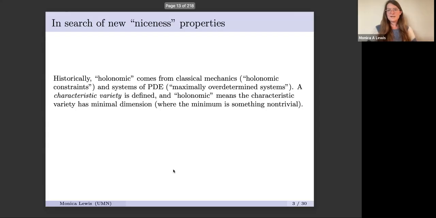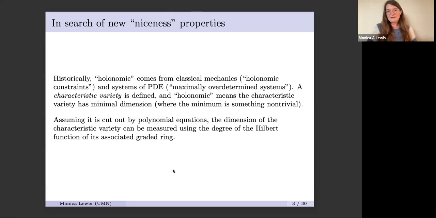And in both contexts, what holonomic boils down to is that some kind of characteristic variety is defined. And holonomic means that the characteristic variety has minimal dimension, where the minimum ends up being something non-trivial, either due to Lagrangian structure on the configuration space of a mechanical system, or due to deep analytic properties of these systems of PDEs.